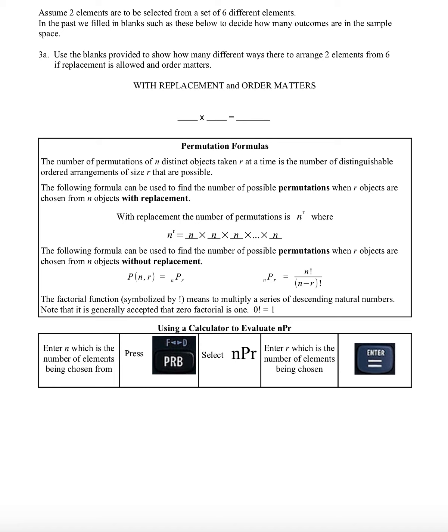Assume two elements are to be selected from a set of 6 different elements. Just to give a tangible example of that, imagine I have a hat. And in that hat is the numbers 1 through 6. So that's what I mean by 6 different elements. Now we want to reach in and pick one out. And whichever one we pick can go in that first blank.